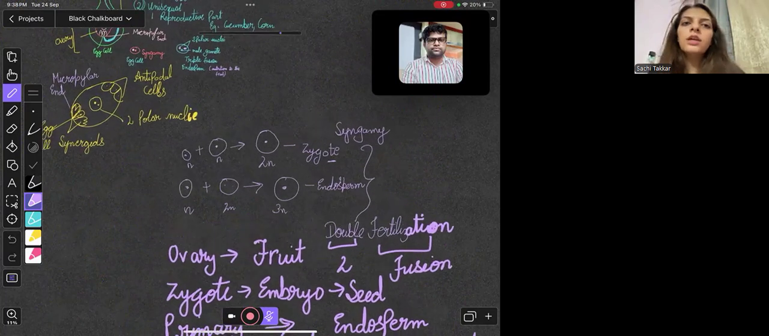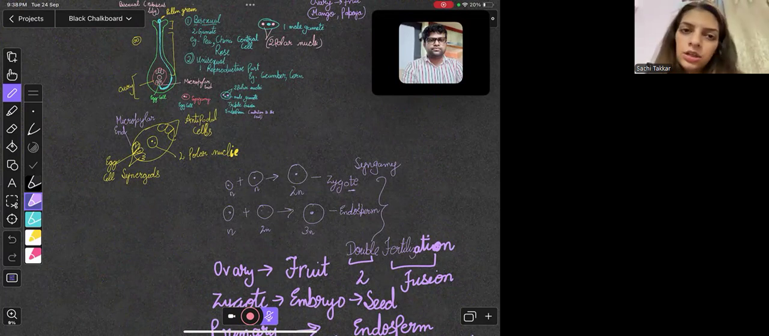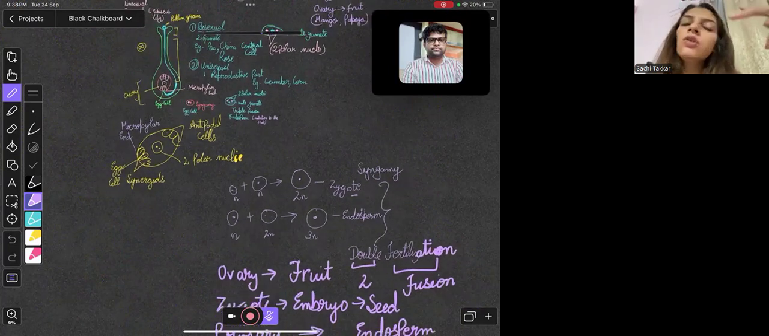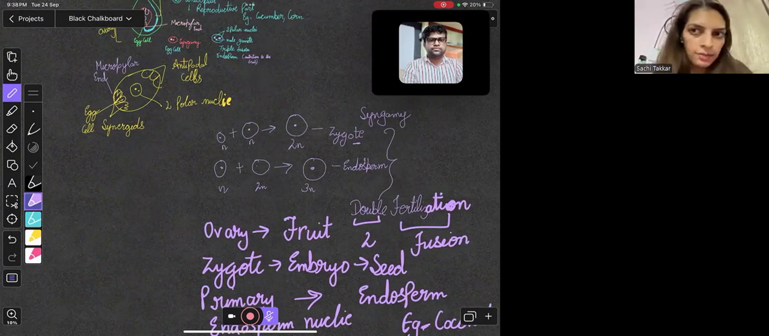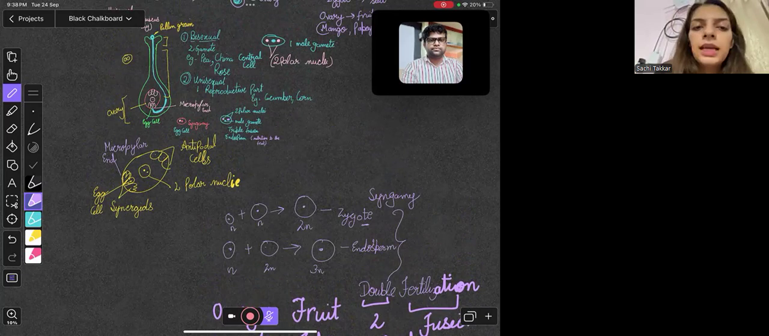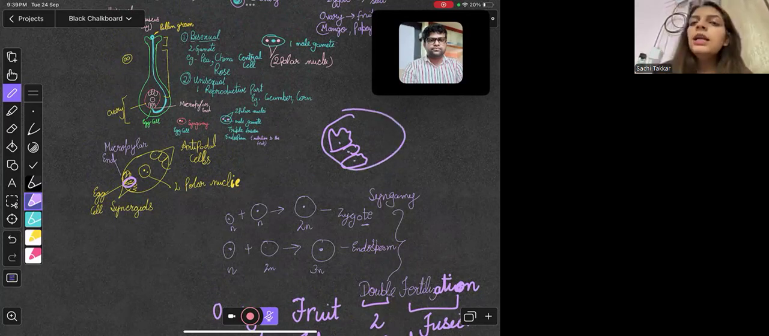Yes. Double fertilization means when two fusions occur together inside the ovary, inside the female reproductive part, then it is double fertilization. So this double fertilization means when there are two male gametes inside the pollen tube, one male gamete fuses with the egg cell that is present in between the synergids. These are synergids. So these synergids will disintegrate.